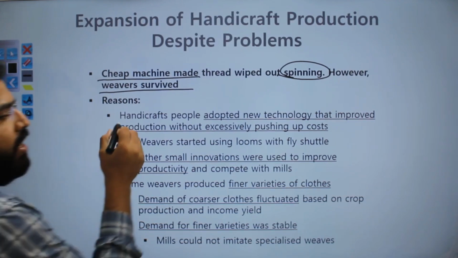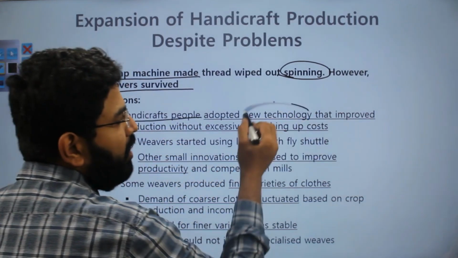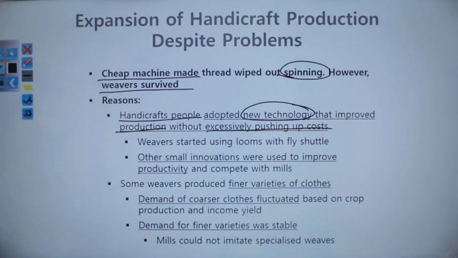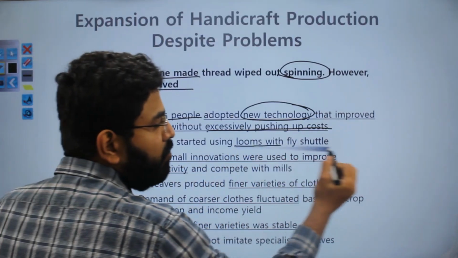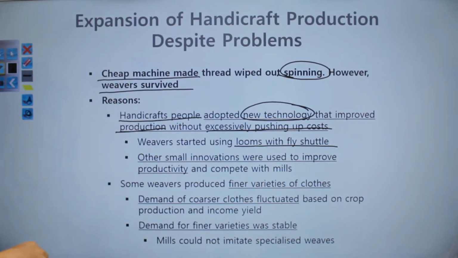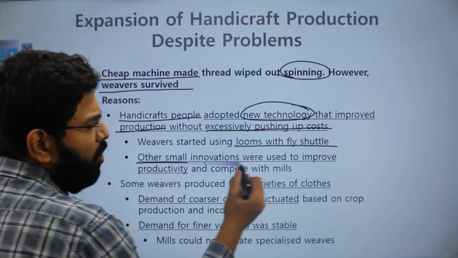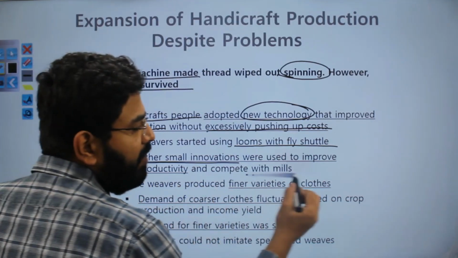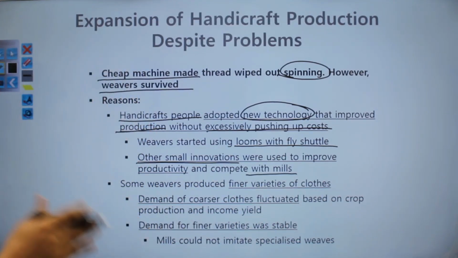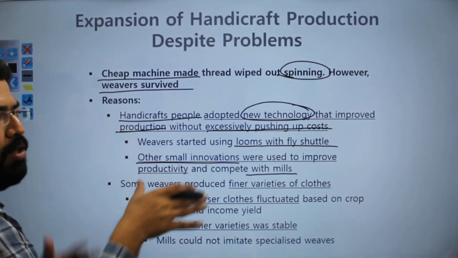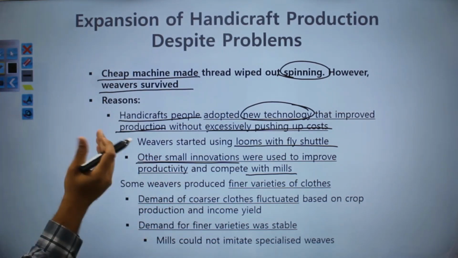The reason for that was that handicraft people adopted new technology that improved their production without excessively pushing up costs. They were very innovative in their way. One of them was that they started using looms with fly shuttle, which significantly increased their production. Hence, without increasing their cost, they were pushing up production. Then other small innovations were also used. Now they were competing with the mills, competing their product with the mill product as well. Hence, with various innovations, they had started to dominate the Indian markets.